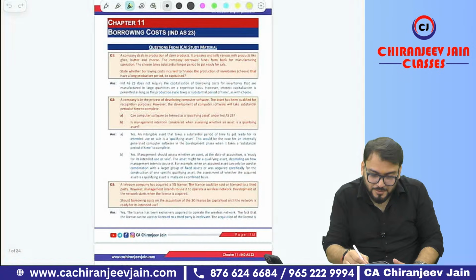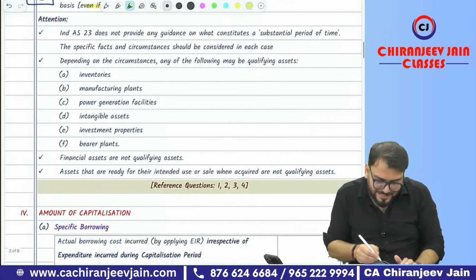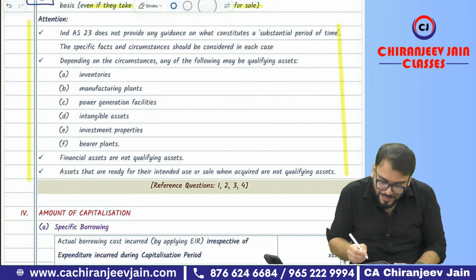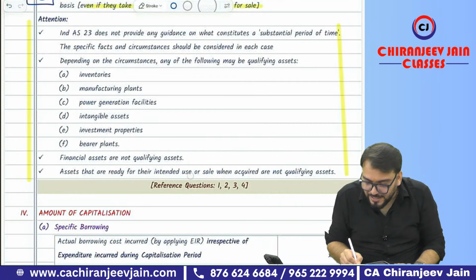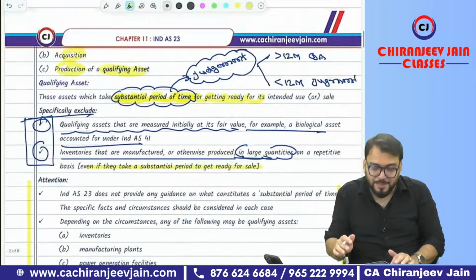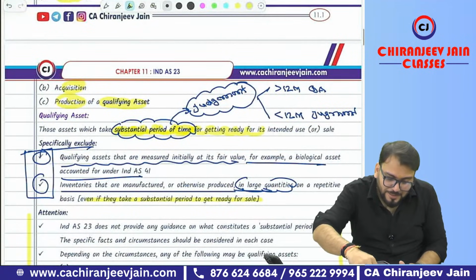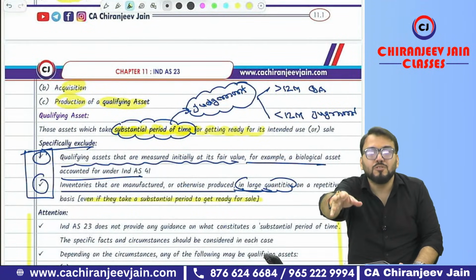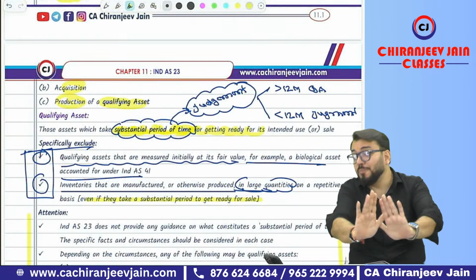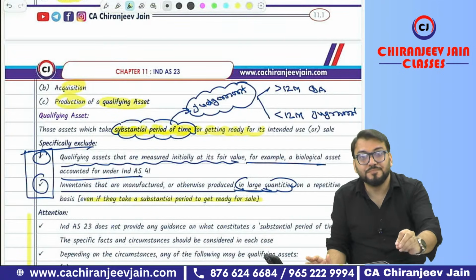Okay, so I think you have understood this point. One more point, that too you have understood: any asset that is ready for its intended use or sale when it is acquired is not a qualifying asset. So Ind AS 23 is not totally finished from my side. Only we have done the definition, and when borrowing cost will be capitalized. Now you have understood that also. I hope you have understood whatever we have done today.